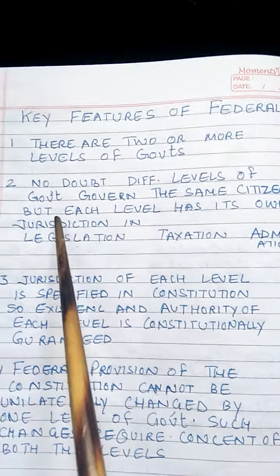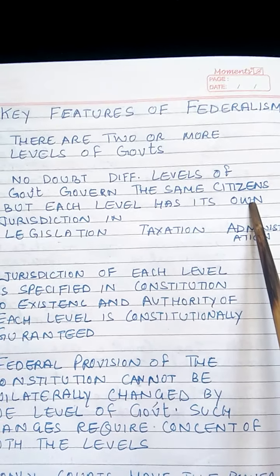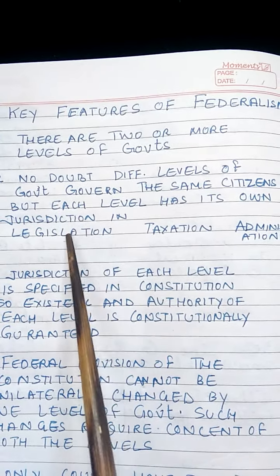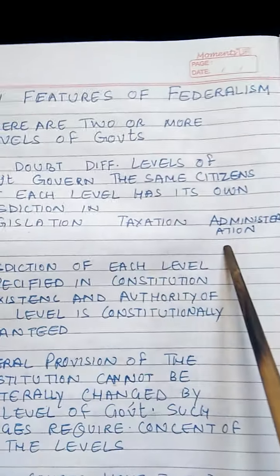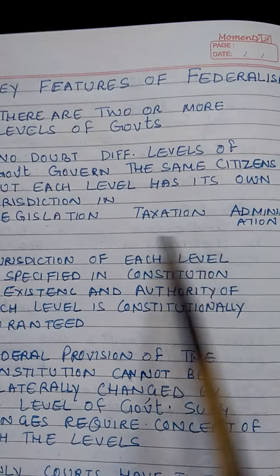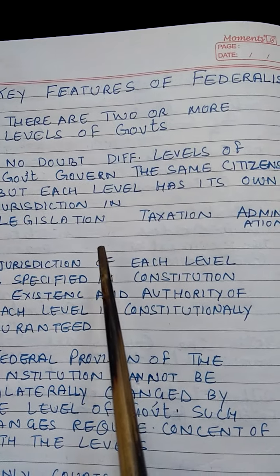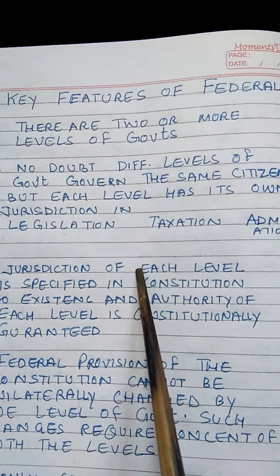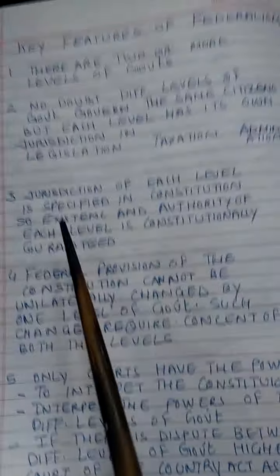Is it clear? So I said, no doubt different levels of government govern the same citizens, but each level has its own jurisdiction in legislation, taxation, and administration. Jurisdiction, in very simple words, I will say means work, sphere of working. It is not a technically correct definition, but I am saying this in layman's language so that you may understand.